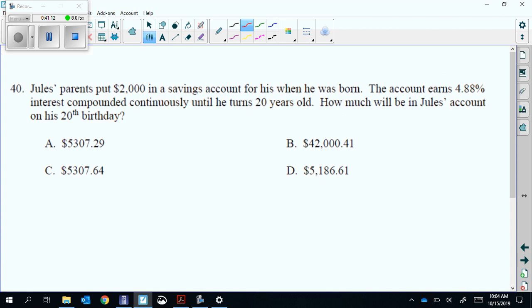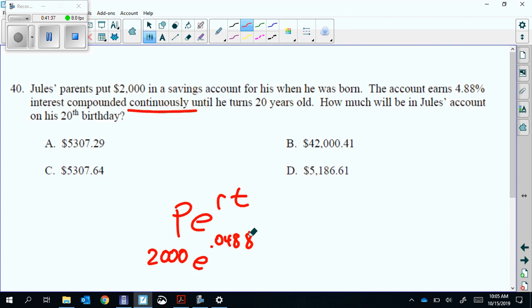So pretty much same idea here, except now it's compounded continuously, which is that e equation, P-E-R-T. So you put in $2,000, that's P. The account earns 4.88%. So that's to the 0.0488. Compounded continuously for 20 years. So you multiply by 20. That's our exponent. We just got to type it in.